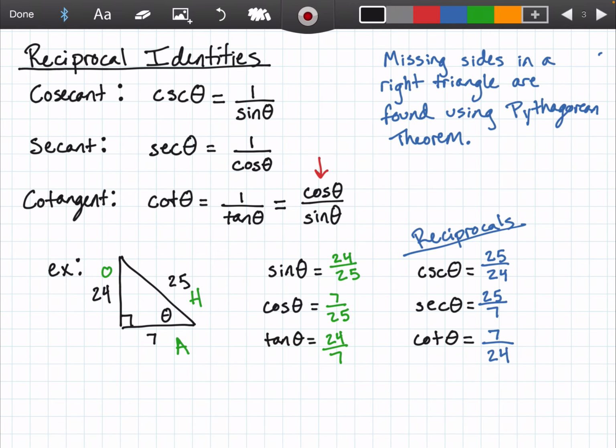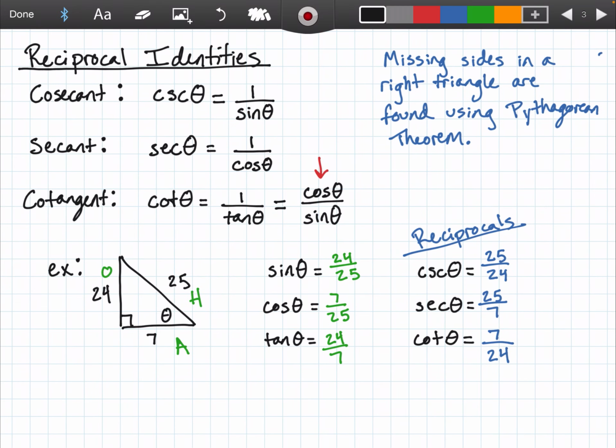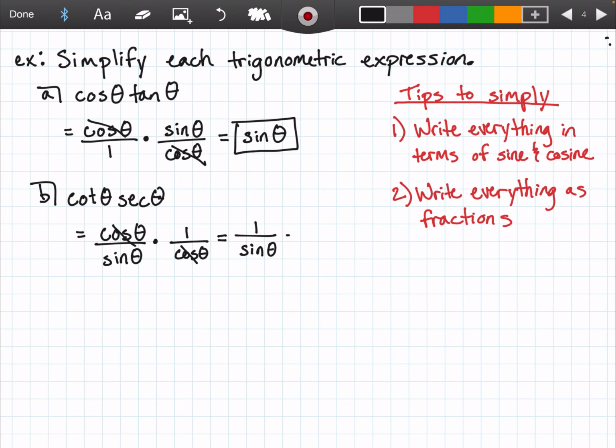I look at secant, and I see that secant is 1 over cosine. So my cosines cancel. I'm left with 1 over sine theta. I can go back to my identities. 1 over sine theta is the same as cosecant. So this is cosecant theta. A lot of questions I get with this stuff are, how do I know when I'm done? Just go until you cannot go no more. That is what I say. Let's do another example.